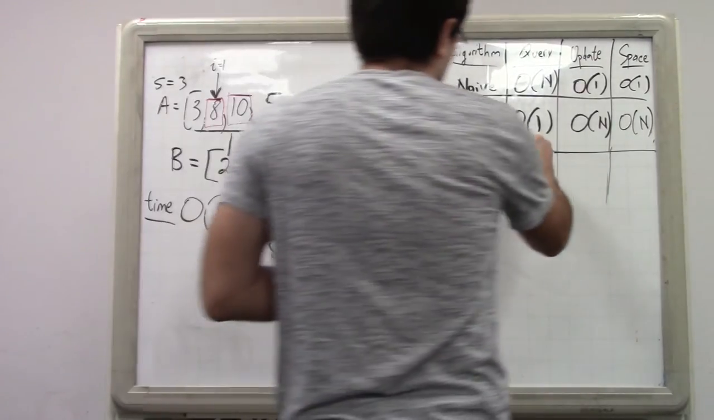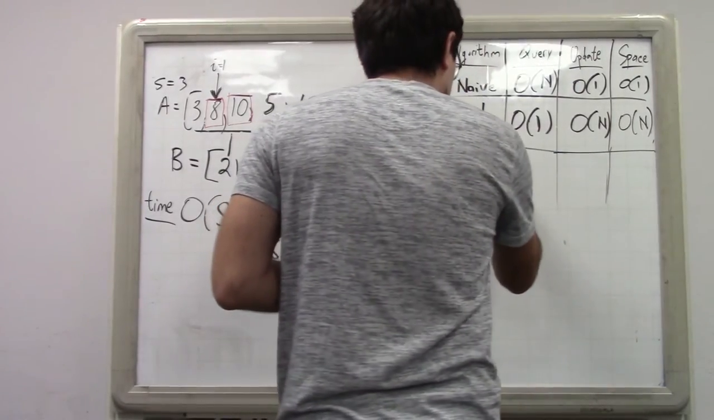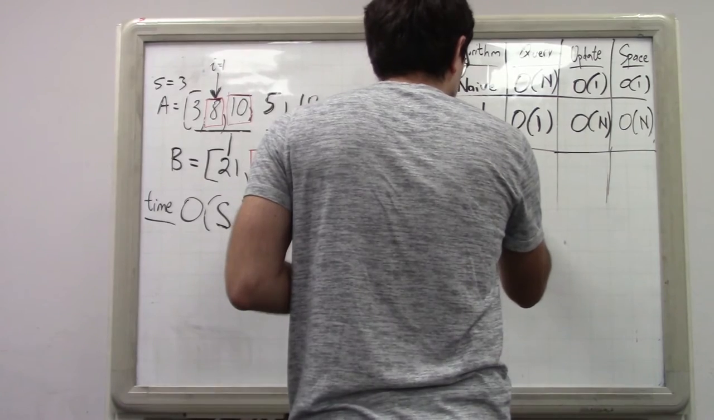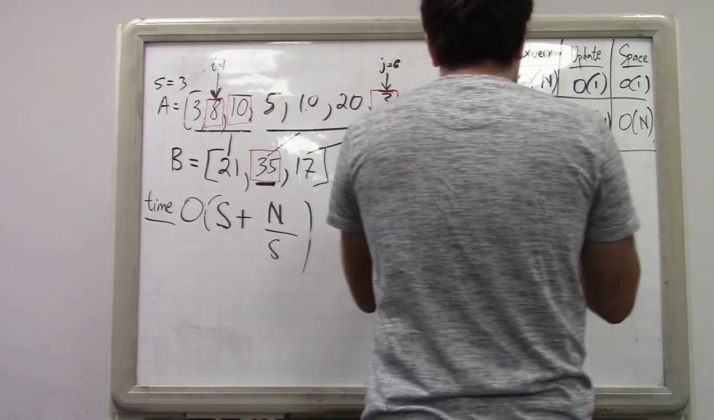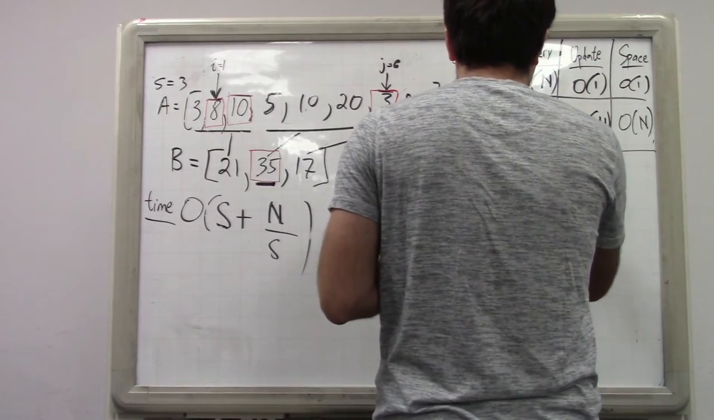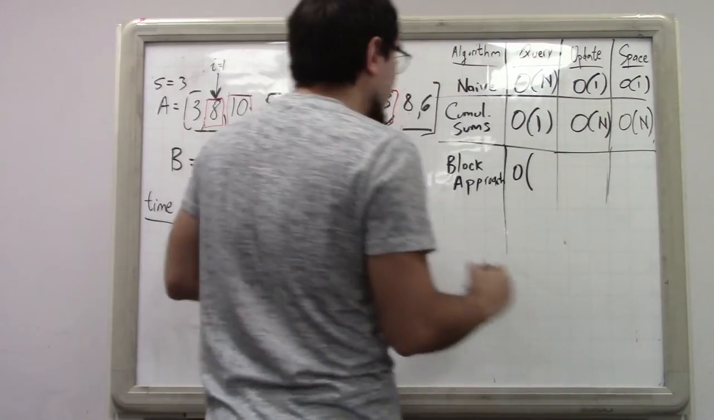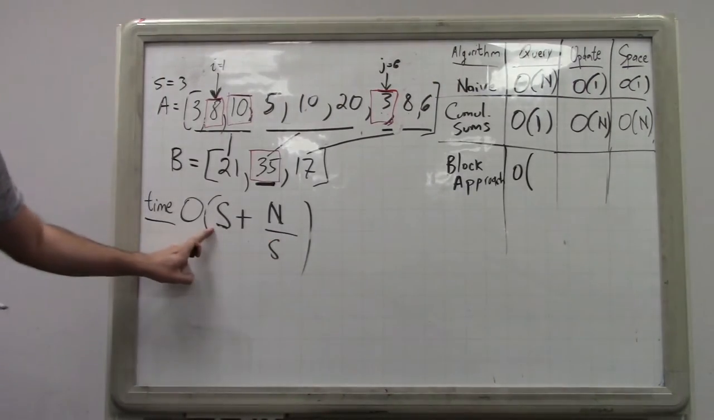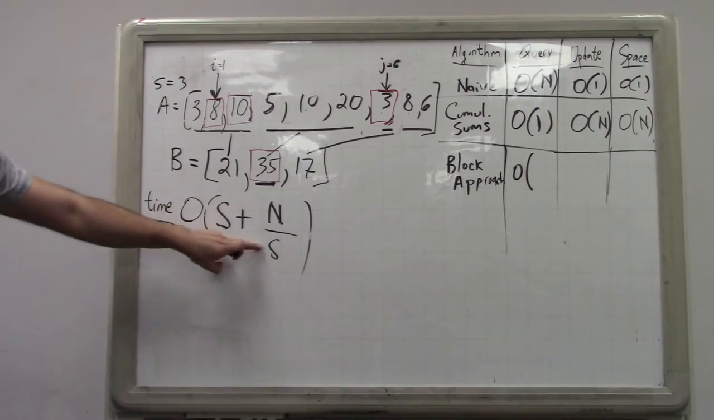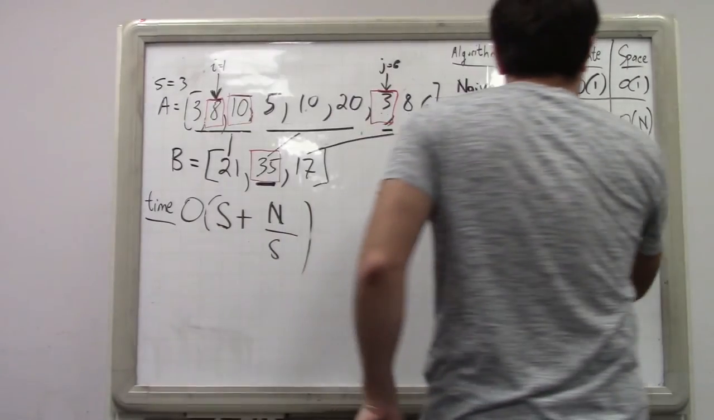So now we can add this in this chart. This is the blocks approach. And here, the query time under the optimal block size, so we'll put square root in here, and then we'll get order square root of n query.